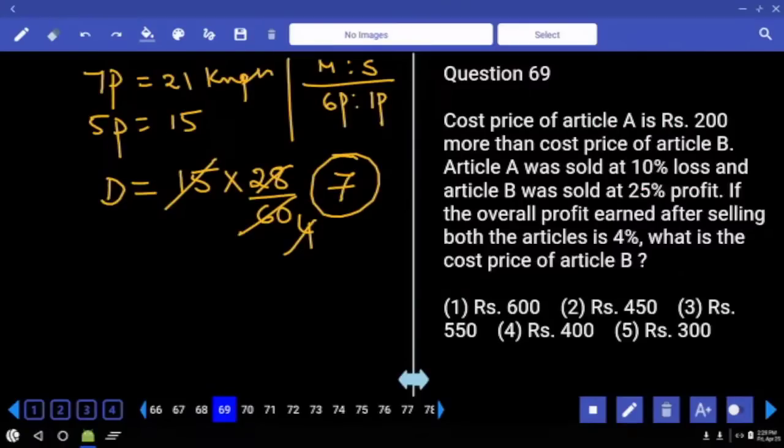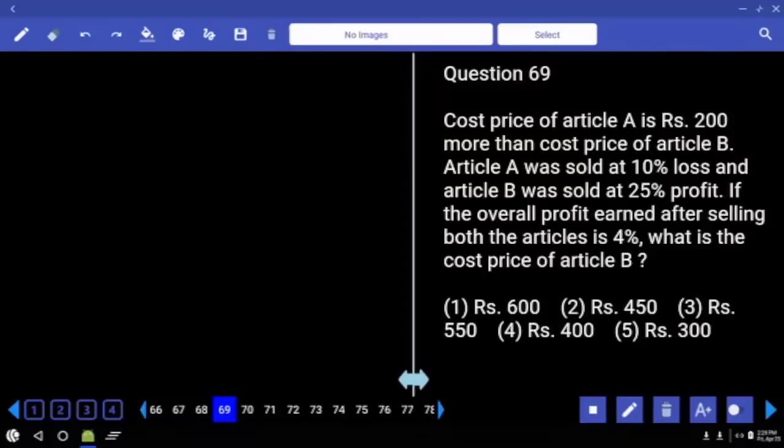Over. The cost price of article A is 200 more than the cost price of article B. Article A was sold at a 10% loss and B was sold at a 25% loss. Okay, A and B cost prices. A's cost price depends on B's cost price. So let me take B's cost price as 100%. A's price is 200 rupees more than B. Total cost price is 200% plus 200. Are you okay? All these values are cost prices. First A, then B, then total.